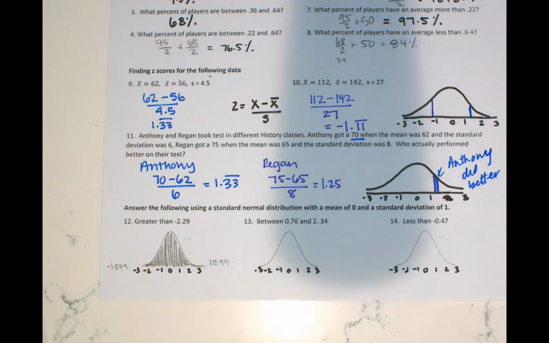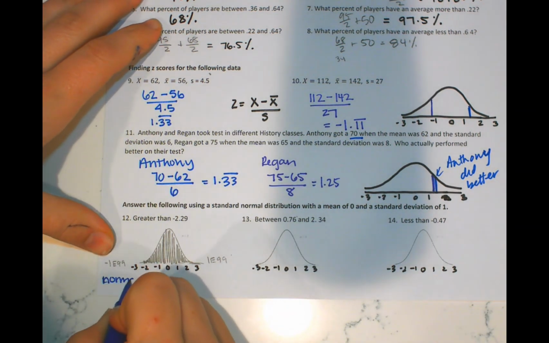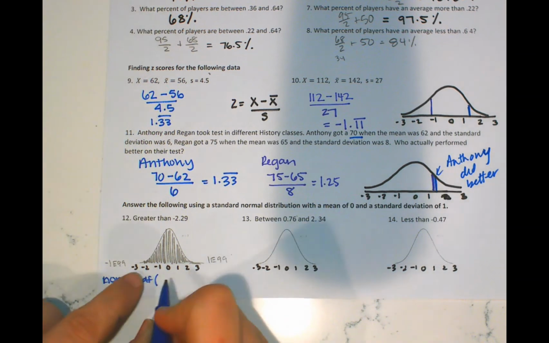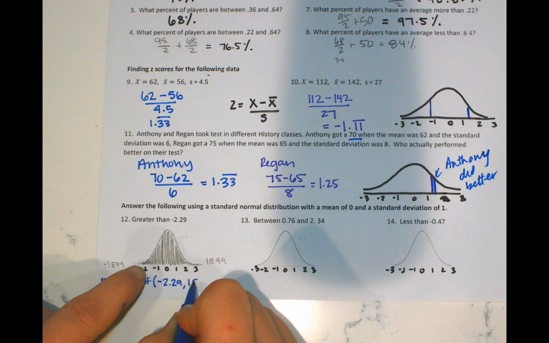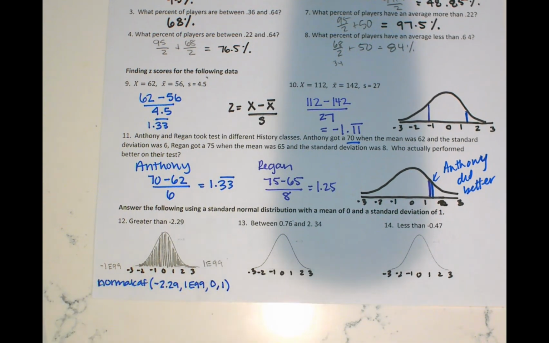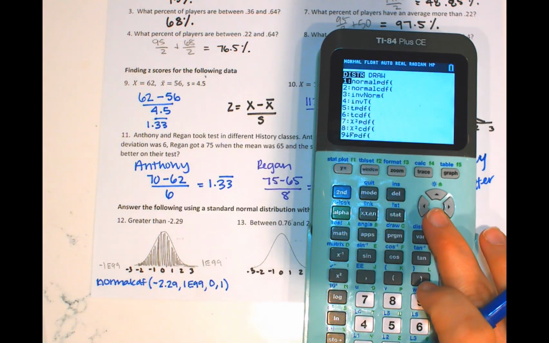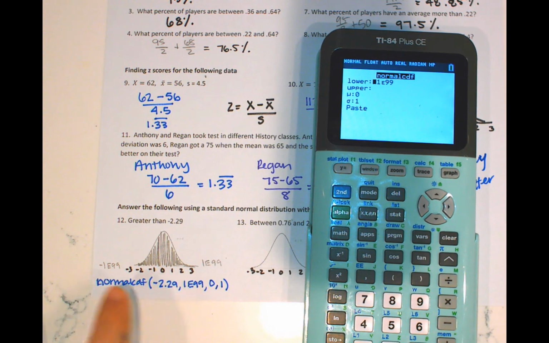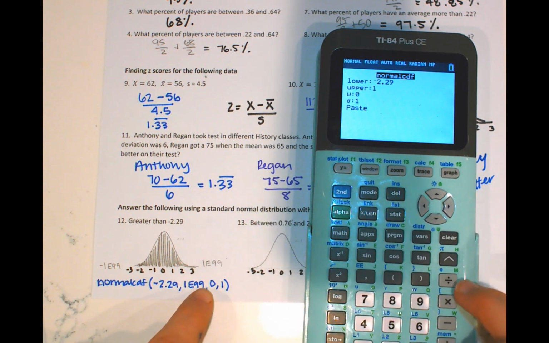So when I use my calculator, I'm doing a normal CDF. My lower bound here, I'm starting at negative 2.29. I'm going all the way to the end of the graph, so 1e to the 99. And then my mean is 0 and my standard deviation is 1. So to do that on my calculator, we go second vars, normal CDF. My lower bound is negative 2.29. My upper bound is 1e to the 99. My mean is 0. My standard deviation is 1.